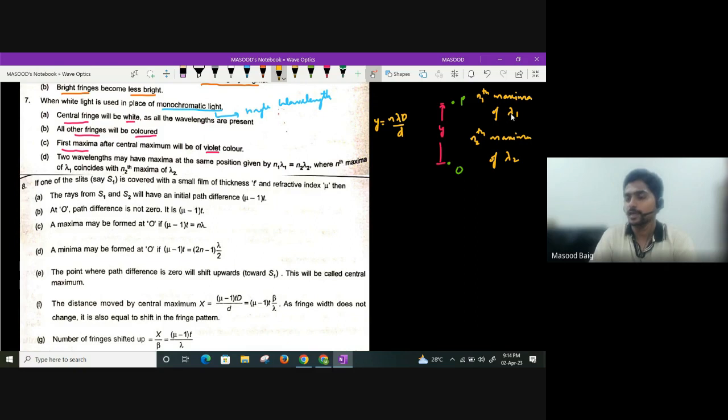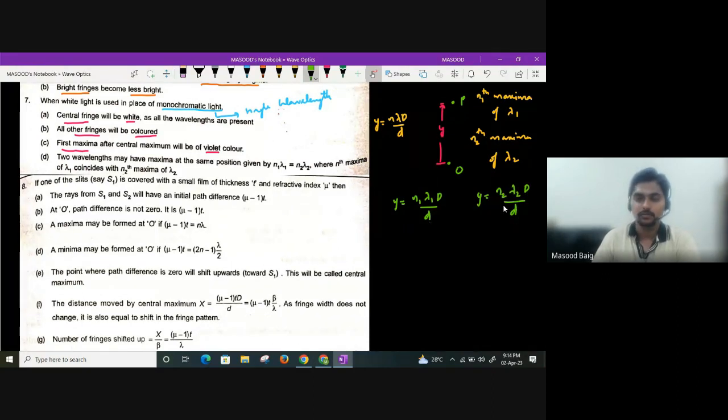So if I am using wavelength lambda 1, what is formed at point P? The n1-th maxima. So we can write the y value, beta, as n1 lambda 1 capital D by small d. And also at point P, what is formed? The n2-th maxima is formed. So I can write it as n2 lambda 2 capital D by small d.